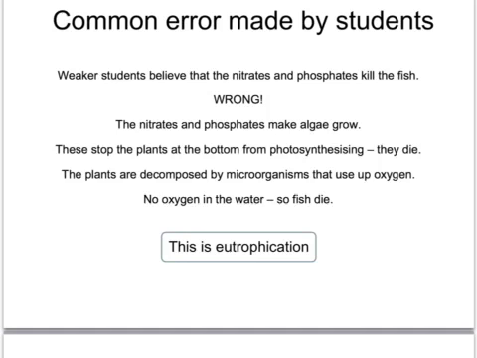Now, some weaker students believe that it's the fertilisers themselves which kill the fish, that poison the fish, but that's wrong. The nitrates and phosphates make the algae grow. The algae stops the light getting to the plants at the bottom of the river or lake, stops them from photosynthesizing. They die along with some of the algae itself. The plants are decomposed using microorganisms. These are aerobic, they use up oxygen, and now there's no oxygen in the water, so the fish and other aquatic animals die. This process is called eutrophication.